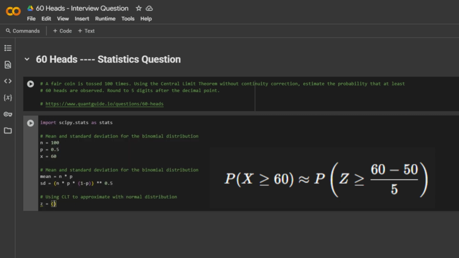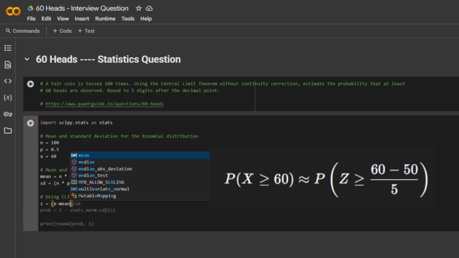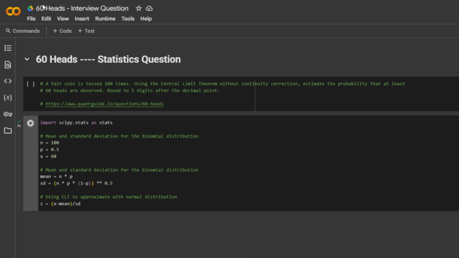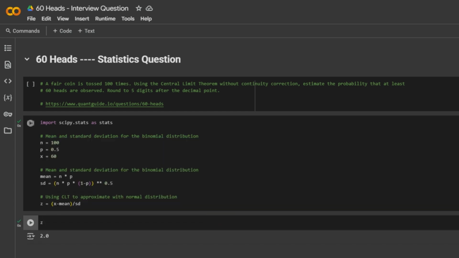Now that we have that calculated, we can calculate our z. So we're going to do x minus mean divided by standard deviation. So I'll run this for now, and we're going to see what our z value came out to. And you can see it's 2.